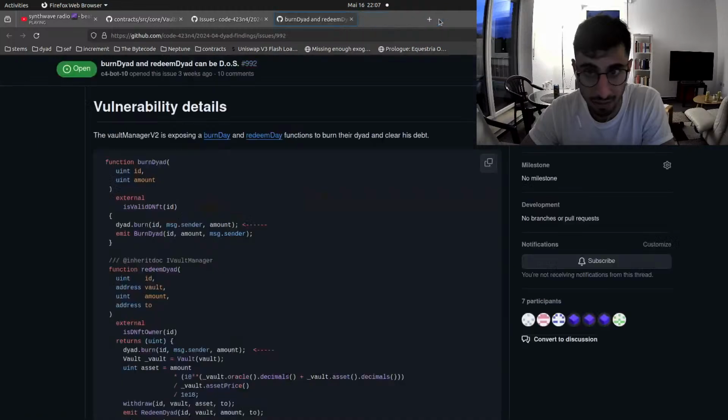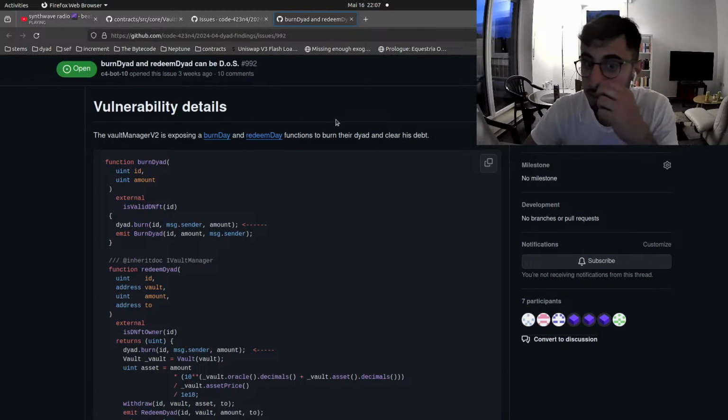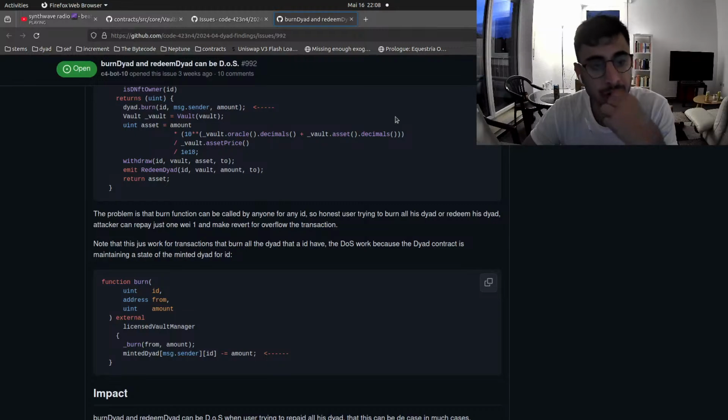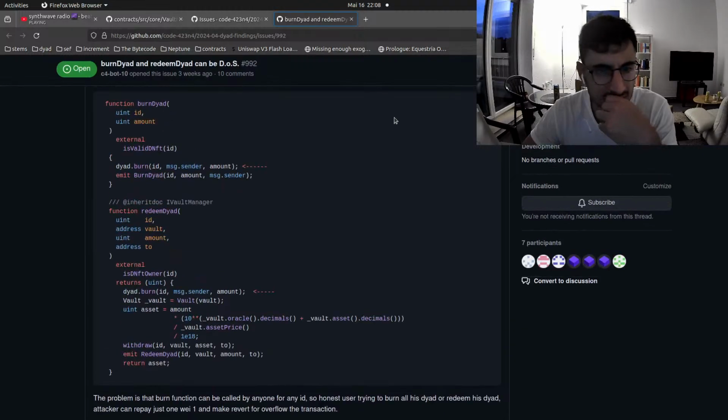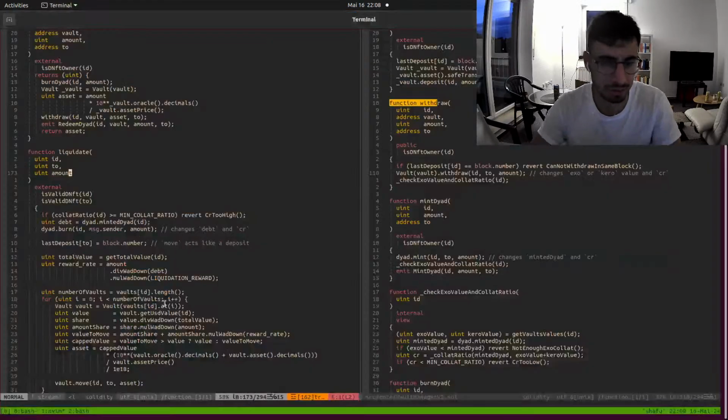It's always nice when they misspell the name of the protocol. The problem is that burn function can be called by anyone for any, so honest user trying to burn or redeem is DoSed. What? The redeem function can only be called by the NFT owners.